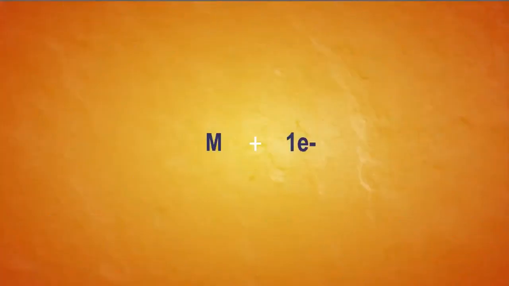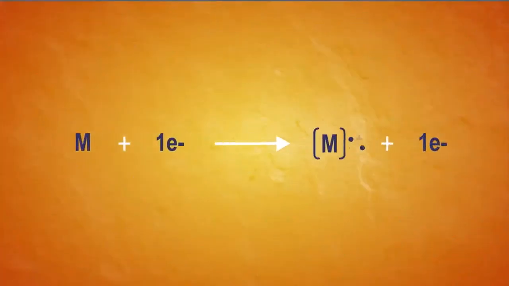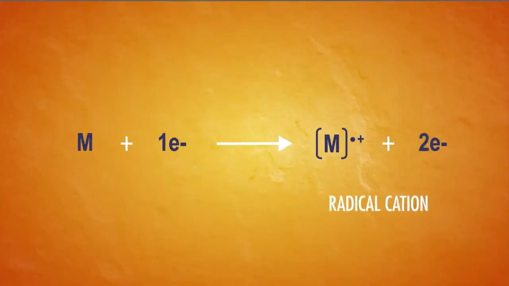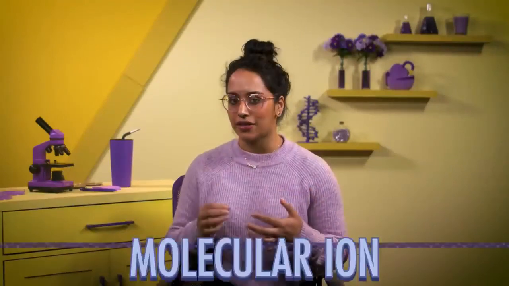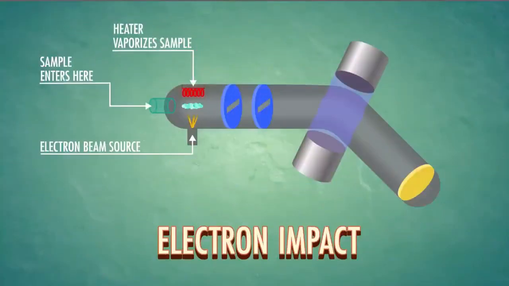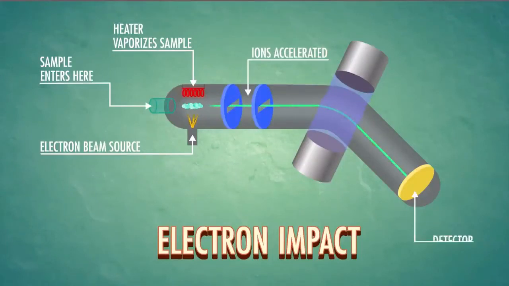When this stream of focused electrons strikes a molecule, an electron splits off from the molecule and it forms a radical cation. It leaves behind an unpaired electron, a radical, and it's a cation with a positive charge because the neutral molecule loses an electron. This radical cation is called the molecular ion. In an ideal situation, it flies down the tube of the mass spectrometer to the detector as is.